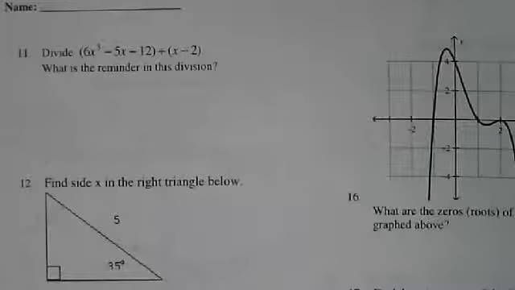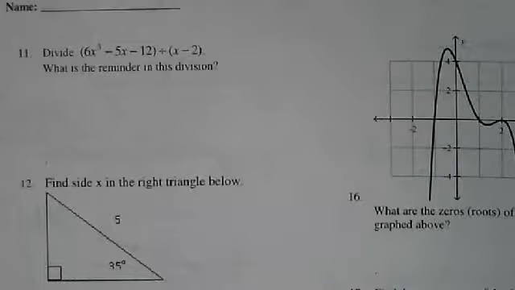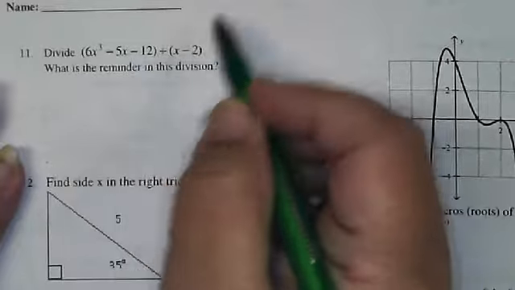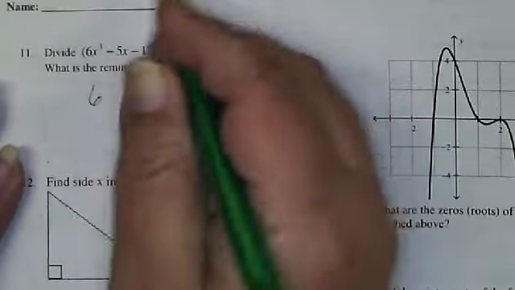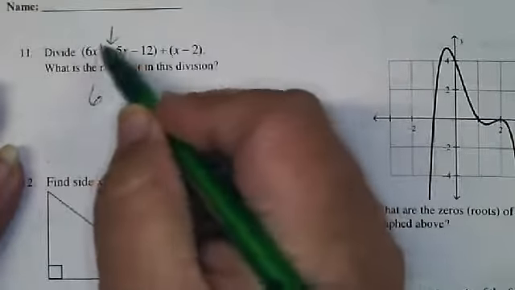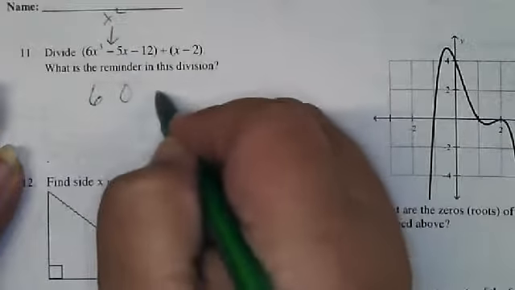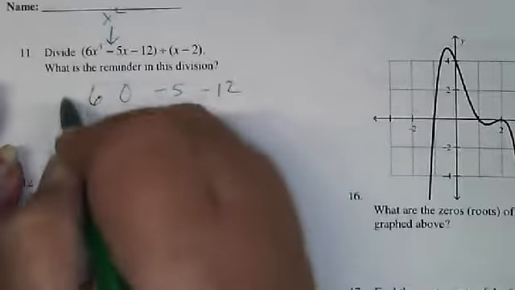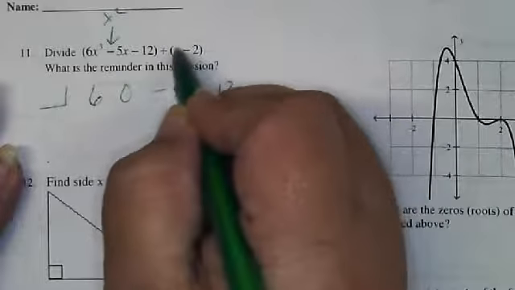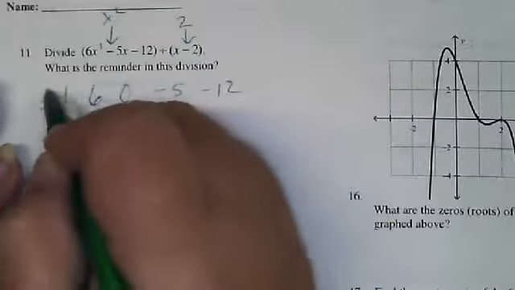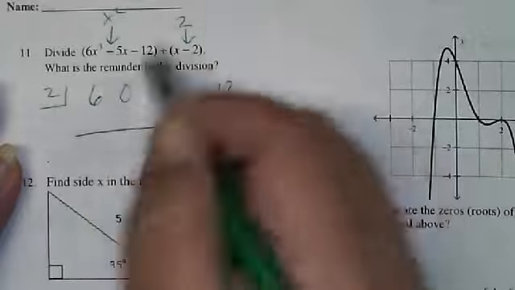Alright, these are day 2 that we are redoing. On the division, we're going to do synthetic, but we're missing a term. Notice that the x squared is missing, so we'll put a 0 there. -5, -12. Whenever you're doing the division, you do the opposite of what's in the parentheses. That's what you're dividing by.